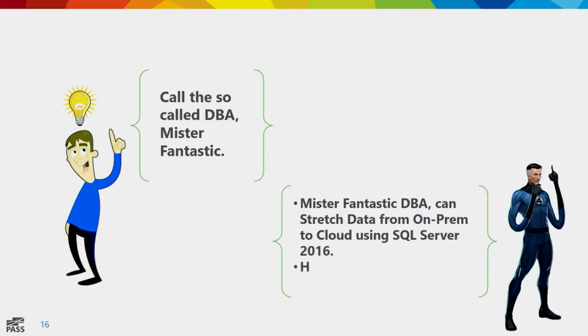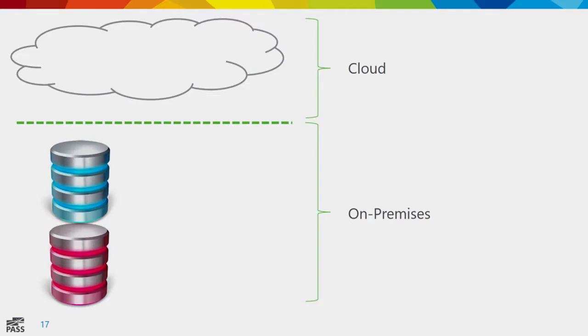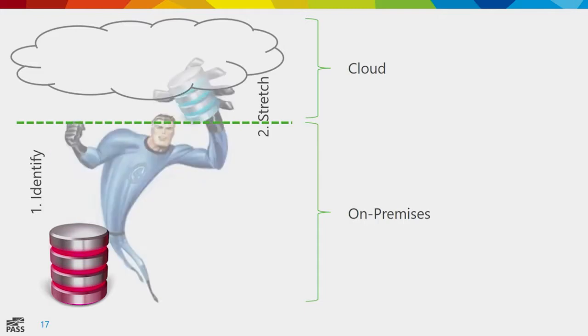He can also help us: once you disable the stretch, you have two options. Either you can leave the data in the cloud, or you can bring the data back to your local system. Now, how do we do it? You have on-premises data, cold and hot, plus the cloud data. First, you have to identify the eligible data. Then you're going to stretch it. How easy is it? It is that easy.